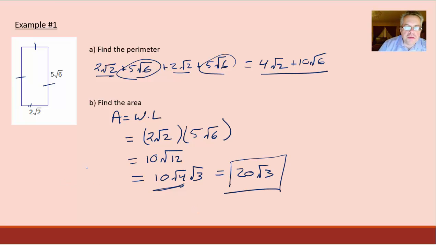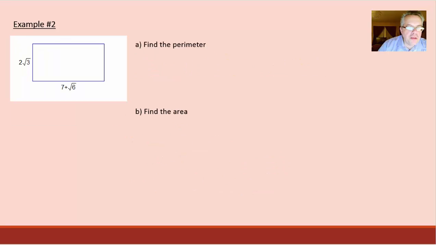Wow. So, okay. So the first part, combine like terms. Second part, practices multiplication. All right. Let's up it a little bit. Do a little bit more complicated example. This is slightly more complicated because the length here has 7 plus square root of 6. Right, here we go. So find the perimeter.